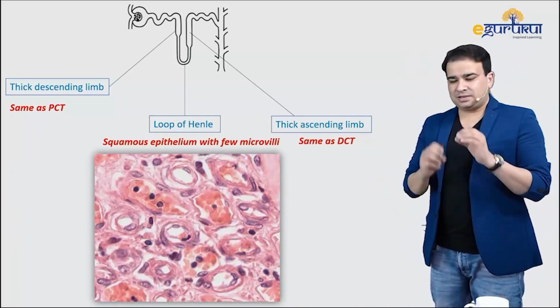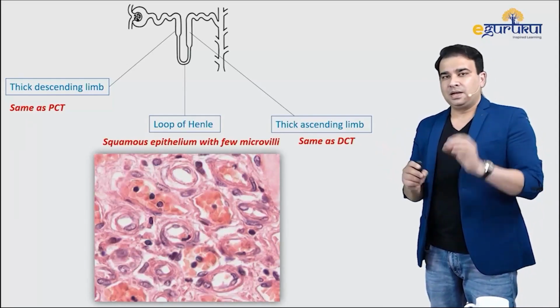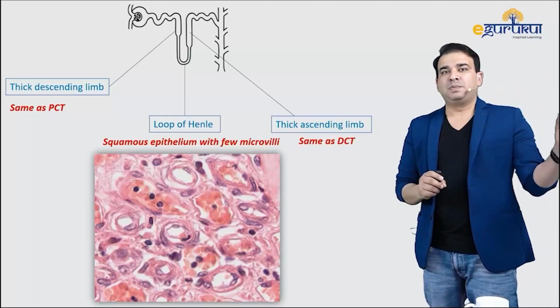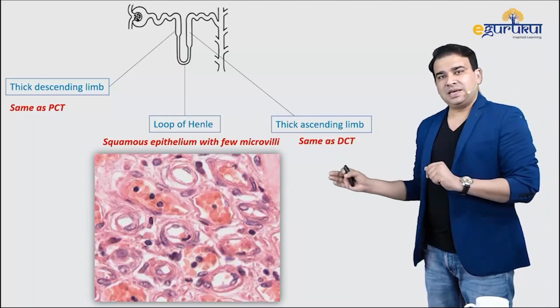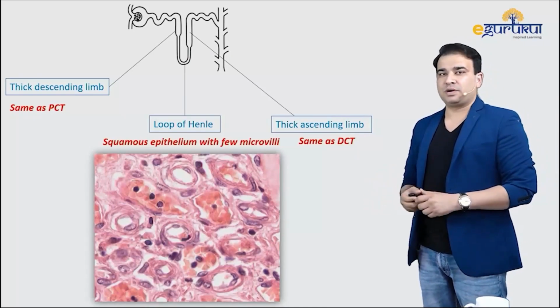So the thin loop of Henle, if the question is asked, the lining epithelium is simple squamous with microvilli. Thick descending limb, simple cuboidal with brush border. Thick ascending limb, we have the cuboidal epithelium with no brush border in that case.